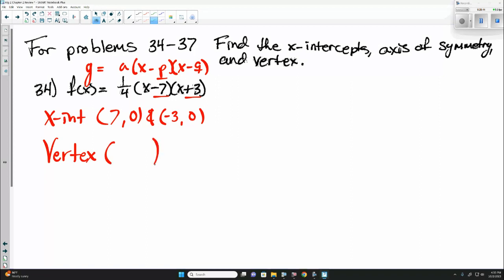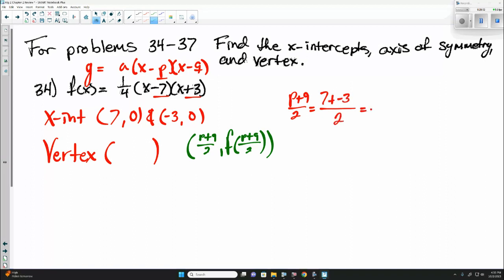Now the vertex in the general form is p plus q over 2, comma f of p plus q over 2. So for us here, we do need to evaluate what p plus q over 2 is. Well, p and q are 7 and negative 3. Now we can do this by hand and get 2, or we could plug it in the calculator also.